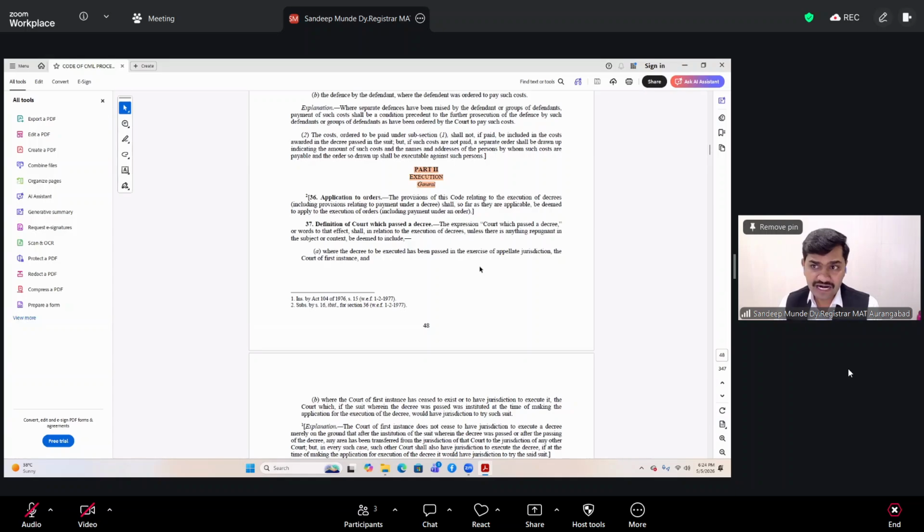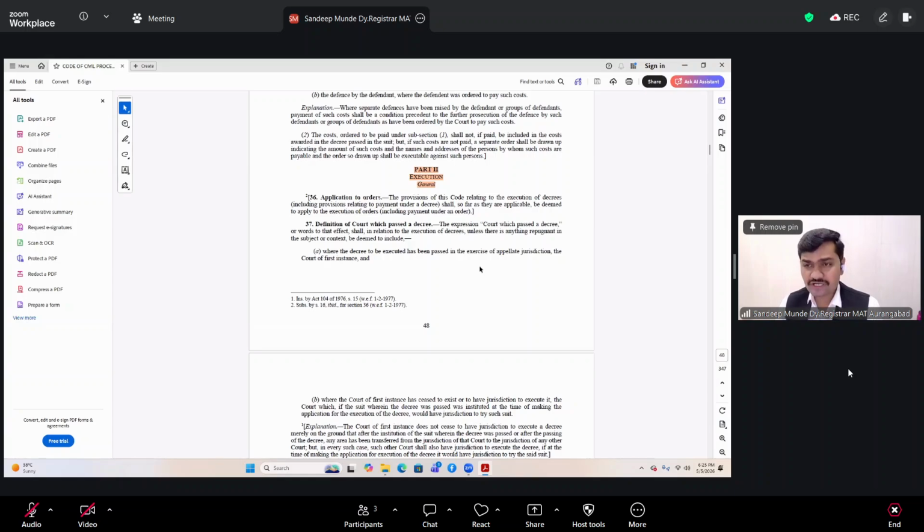Then the process with regard to the procedure in execution: what procedure needs to be followed. At the same time, as in a suit, whether it is mandatory to issue process to the opposite parties, to say that I am going to file the execution proceeding against you, and in which circumstances issuance of notices is required. If the party is not ready to execute the decree against him, the provisions with regard to arrest and detention are also there. Provisions with regard to attachment of properties are there.